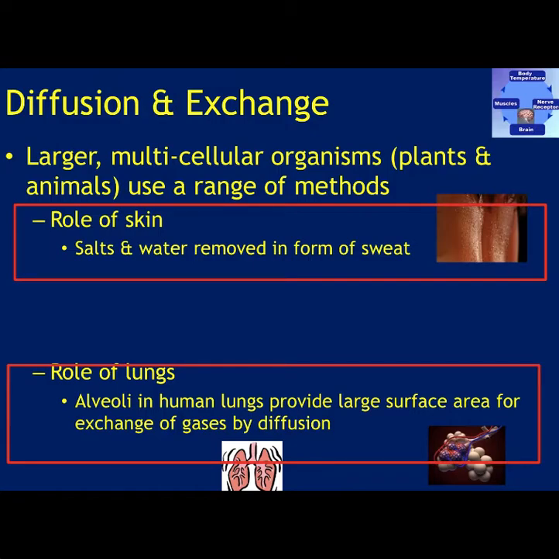So just to focus in on the third row, the role of our skin: it gets rid of salt and water from our bodies in the form of sweat. And our lungs, they firstly have a large surface area and they do gas exchange, so oxygen into blood and carbon dioxide out. So that is the beginning of row 3 for the role of skin and the end of row 3 for the role of lungs.